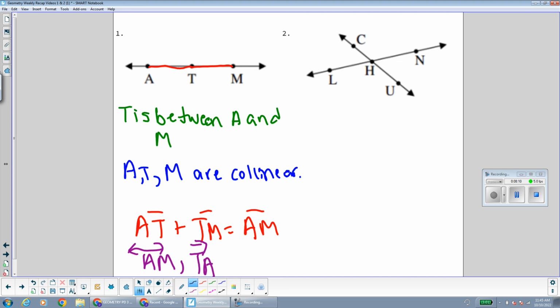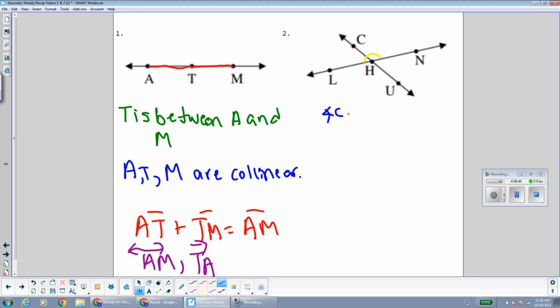Moving on. Number 2, let's think about what conclusions here we know for absolute sure that we can draw and know are true just based on what we have here. So, based on what we have here, I can see that we have some supplementary angles. CHL and CHN is an example. If I take this angle and put them together, I get a straight angle. So I'm going to write that here.